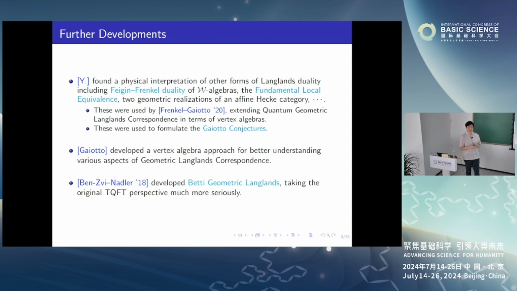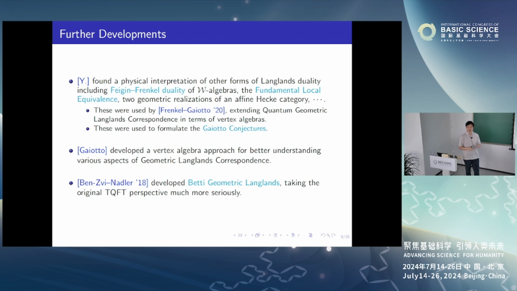But Kapustin and Witten said that there is something like geometric Langlands if you think of this in terms of TQFT. So I, with a collaborator, thought that there must be a physics framework to do geometric Langlands per se. But Ben-Zvi and Nadler, given the same input data, thought differently. Maybe there is a version of geometric Langlands that is more like what Kapustin and Witten said. And that's the Betti Langlands.